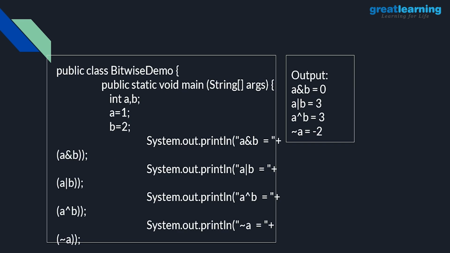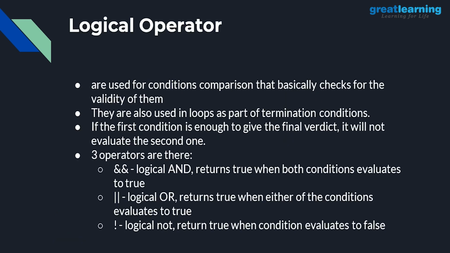This is the demo. We have covered this thing. Now let's talk about logical operators. Logical operators are used for conditions and comparisons, basically checking their validity. What do I mean by this? Basically, if this thing is true and this thing is also true, only then return me some value, or only then print this is true.